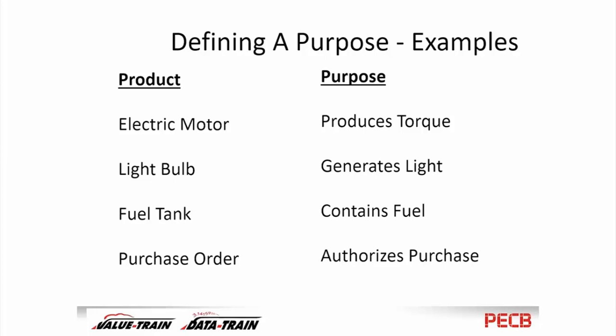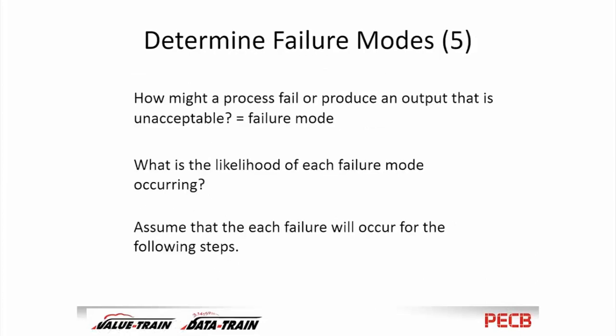The function of a light bulb is to generate light. Function of a fuel tank, to contain fuel. Purchase order, authorize the purchase, etc. So if we can nail it down to the simple two-word purpose, it really helps focus our thinking, so we know clearly what this item is doing.